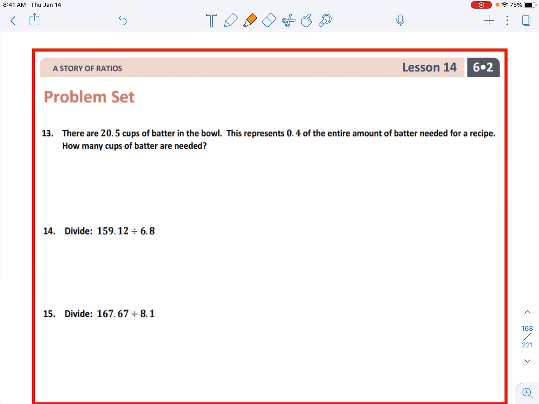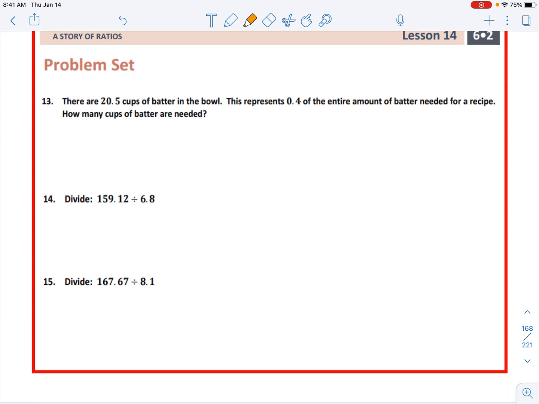All right, guys, you have a problem set that looks like this, 13, 14, and 15. I want you to work on this on your own and get it turned in. If you get confused, rewatch the video. If you have any questions, let me know.